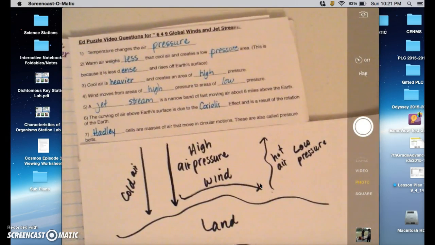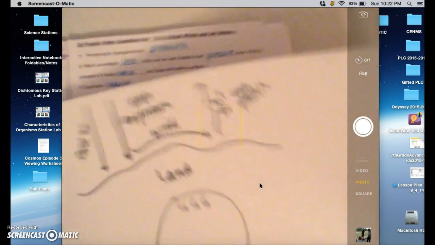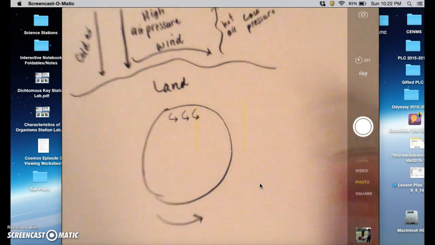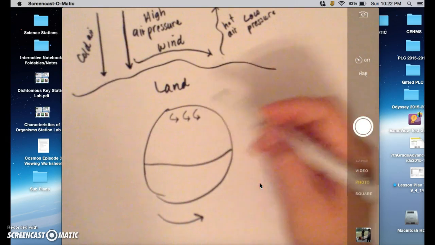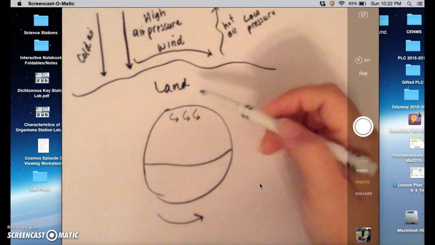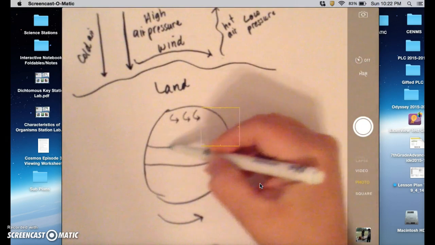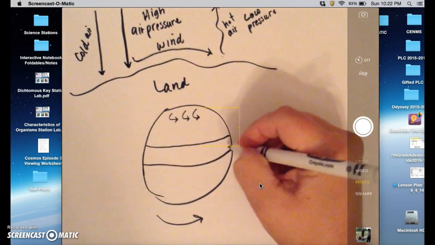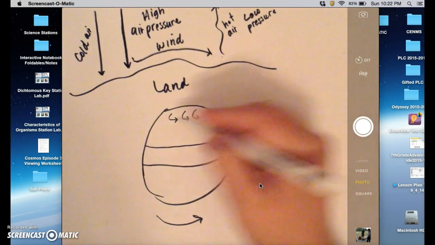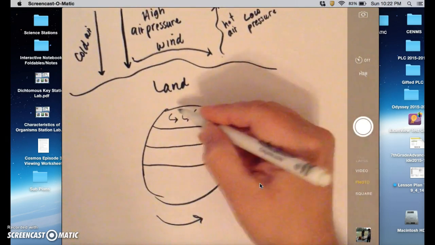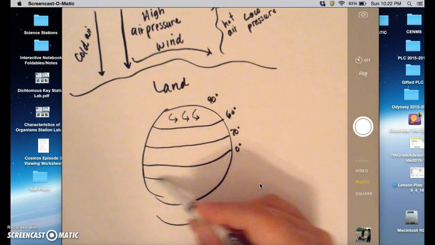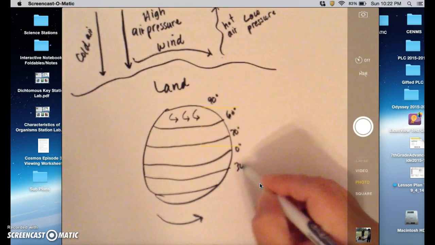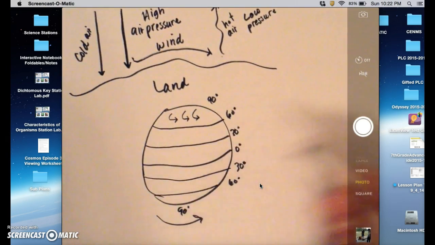Number 7, Hadley cells are masses of air that move in circular motions. These are also called pressure belts. Now, back in 6th grade, we talked about this. This is the equator. These Hadley cells or pressure belts are areas that happen at every 30-degree latitude line. So you've got 0 degrees here, we've got 30 degrees, 60 degrees, and then 90 degrees up here at the top, where the North Pole is. The same thing happens down here, where we have 30 degrees, 60 degrees, 90 degrees.